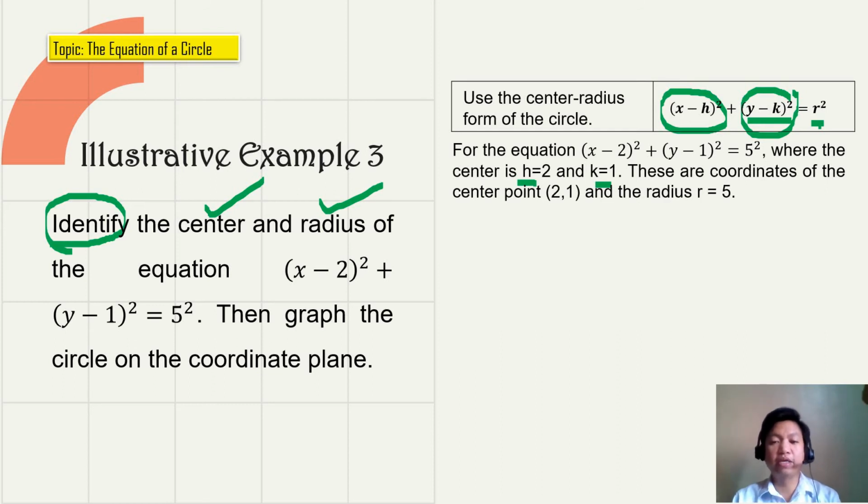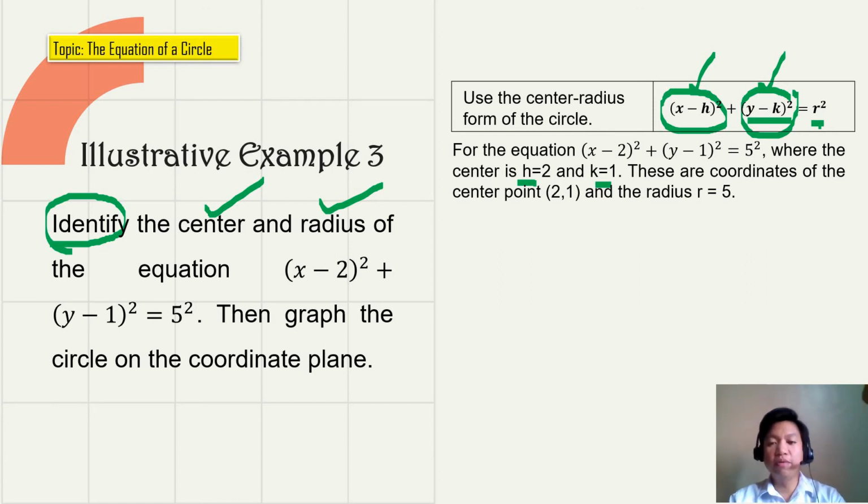Okay, so parang ano yan. Kung sino yung ka-partner ng x doon sa parenthesis dito, siya yung h, at kung sinong ka-partner ng y dito, sa kanya magagaling yung k. So, here, ang ating h dito is 2. So, sir, paano nyo nalaman na 2? Kasi sa ating given equation, you have x minus 2. Okay, kaya ang h mo dyan ay 2.